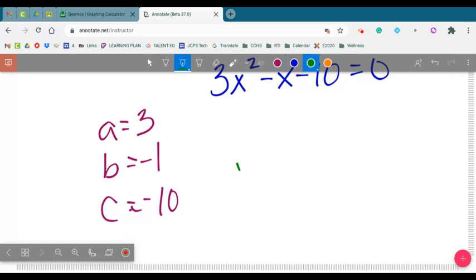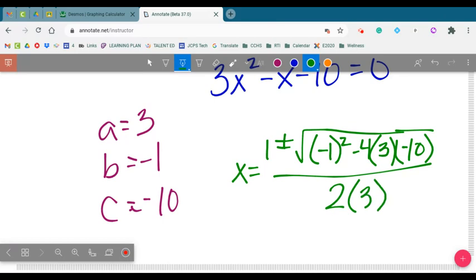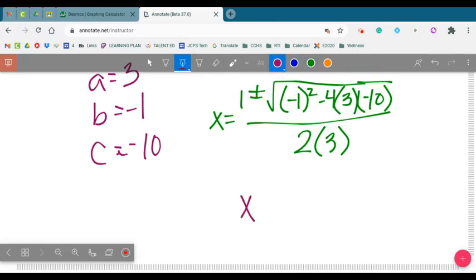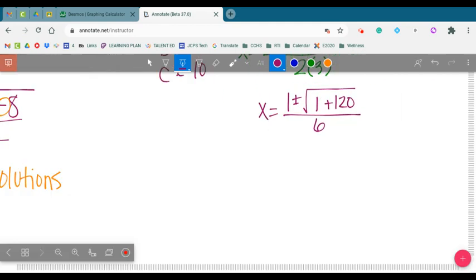Plug it in. X equals negative your b, so positive 1 plus or minus the square root. B squared minus 4 times my a times my c, all over 2 times my a. Okay, simplify under your radical. You get 1 plus or minus the square root of 1. And then you get negative 12 times 10, which is a positive 120, divided by 6. So you get x equals 1 plus or minus the square root of 121 divided by 6.